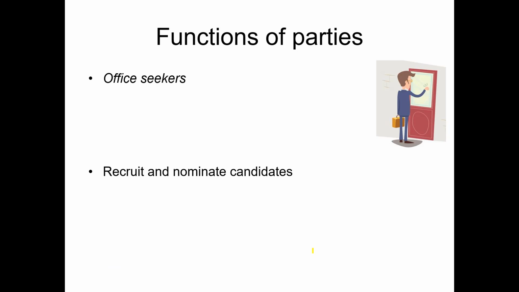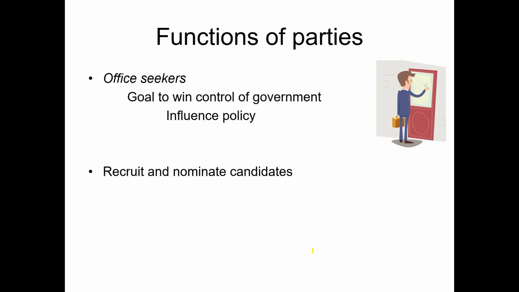What do the parties do? They are the office seekers in our political system. The primary goal, and we've discussed this before, is to win control of the government and influence policy that the people in your ideological group are going to want to pursue. So that provides a vehicle, an avenue for people to come together that have similar beliefs, similar ideological goals, and that if they get control of the government, they can influence policy.